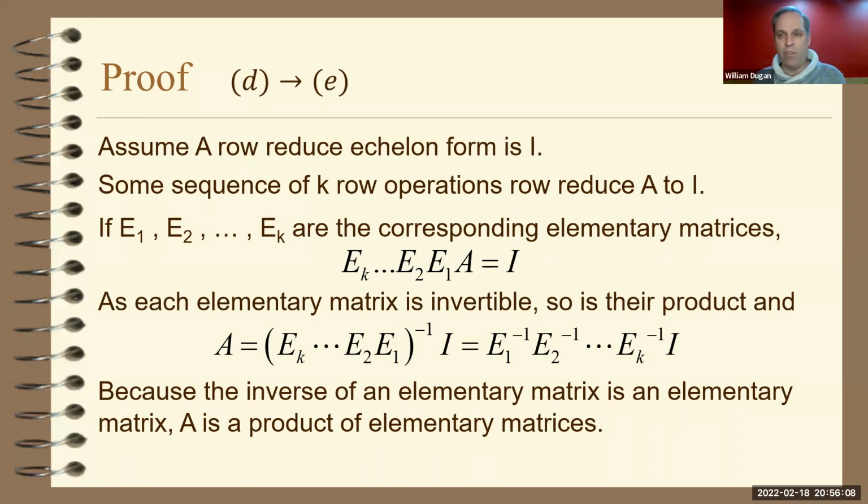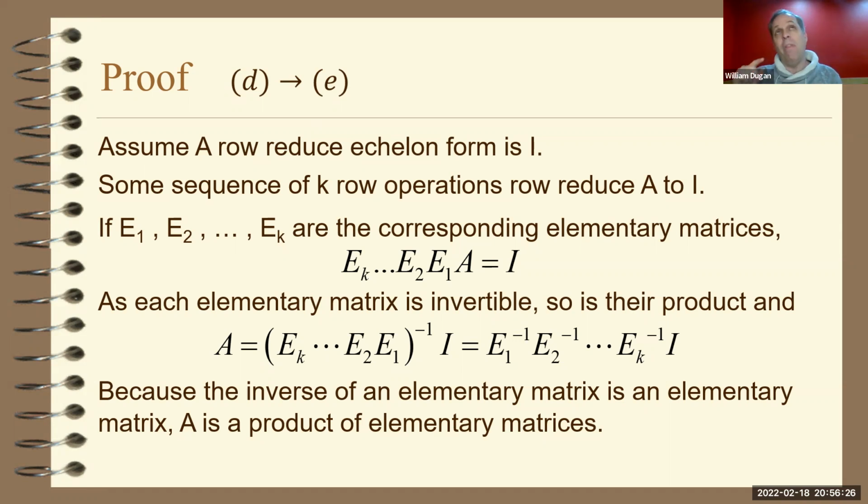With that matrix equation, we know that all the elementary matrices are invertible. Therefore, the product of them is invertible. And I can then solve for A by just taking the inverse of the product of those elementary matrices on each side.